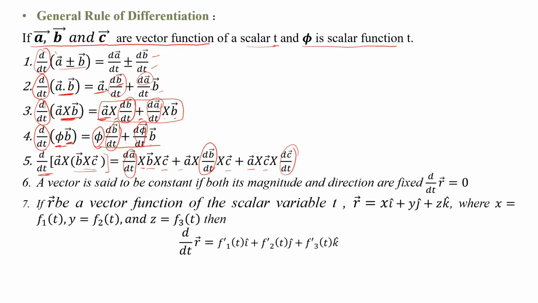The next point: a vector is said to be constant if both its magnitude and direction are fixed. In that case, the derivative of that vector is 0.